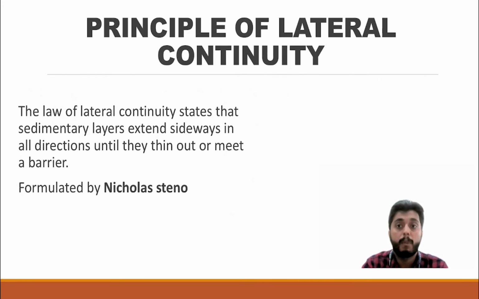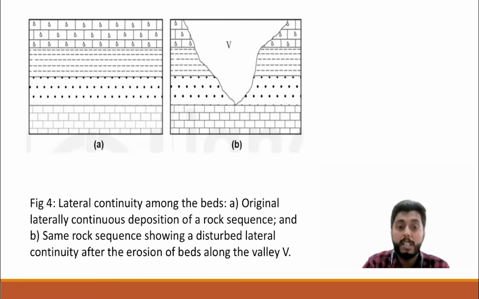The next law is the principle of lateral continuity. This law states that sedimentary layers extend sideways in all directions until they thin out or meet a barrier. From the image, you can see two sets of images. A sedimentary column always continues laterally like this, and the same rock sequence showing a disturbed lateral continuity after the erosion of beds along the valley, or V-shaped valley, can be seen in figure B. So they are laterally continuing on both sides.